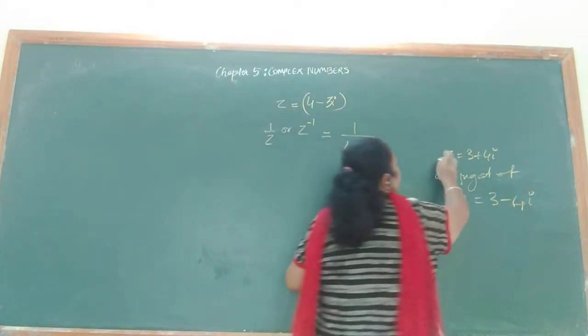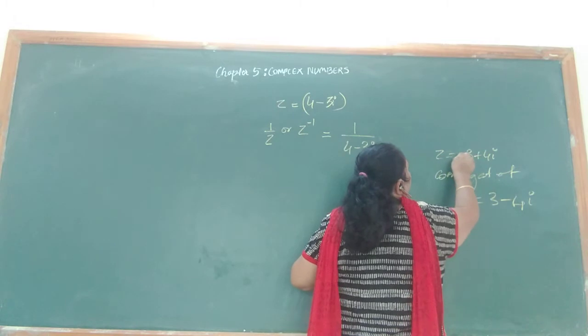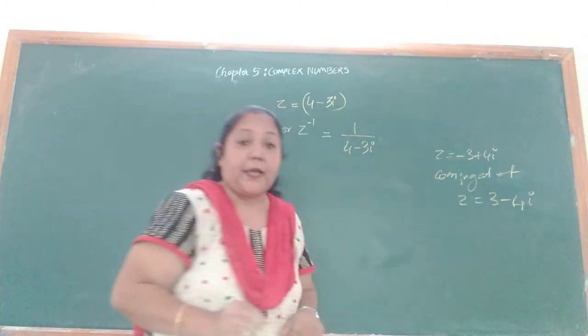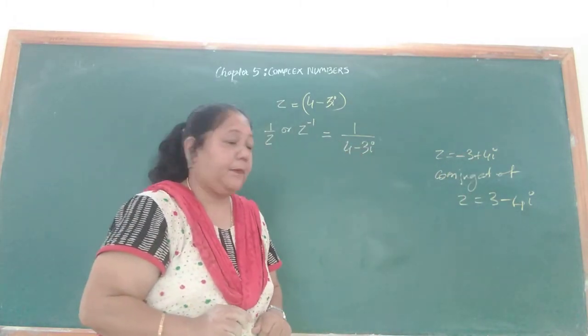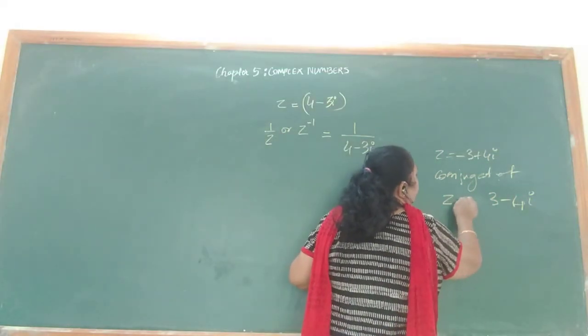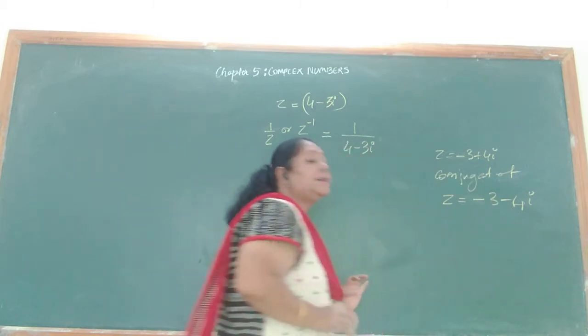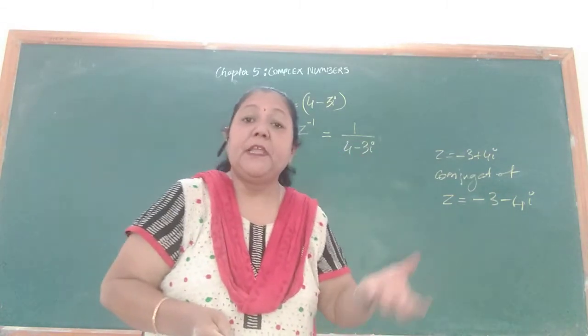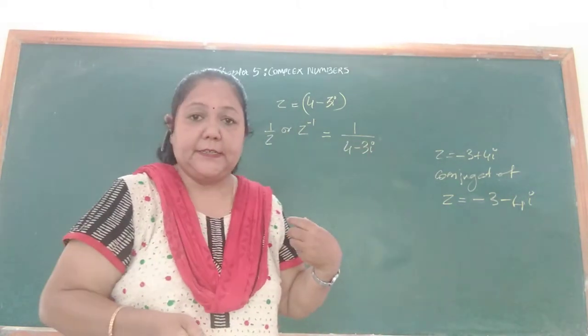Suppose it had been z is equal to minus 3 plus 4i. So what would your conjugate be? Your conjugate would be equal to minus 3 minus 4i. The real part, you don't change the sign.